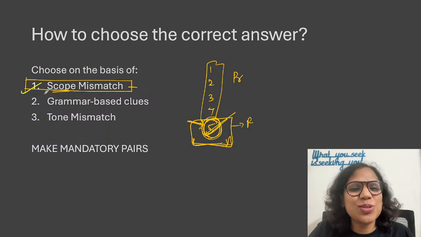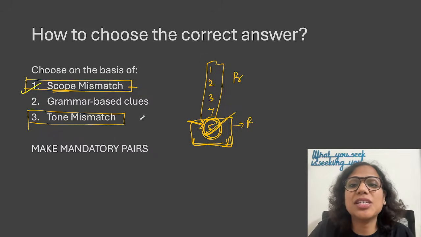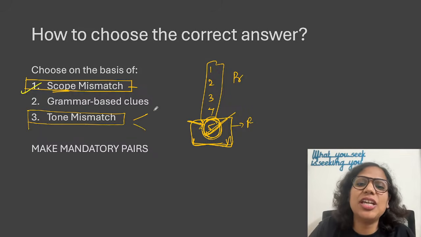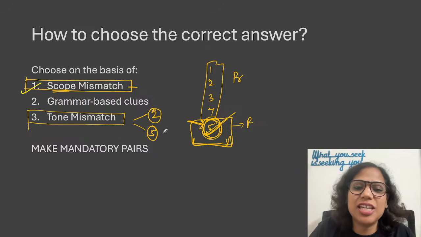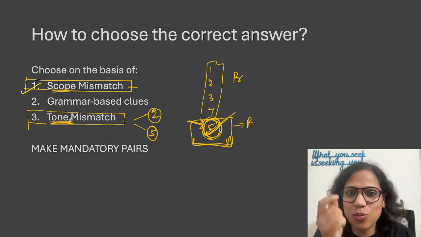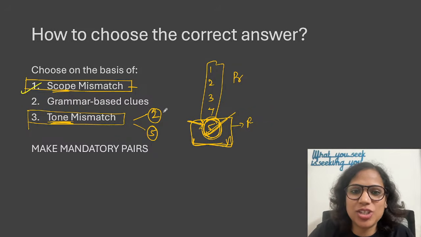Okay, so scope mismatch, grammar based clues, and this helps me tremendously when I'm stuck. Okay, students tell me we get stuck between two close options here as well, two sentences here as well. So tone can help you. It can be that one differential between these two sentences.